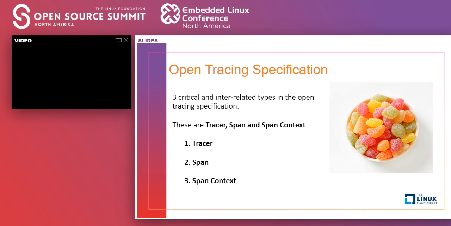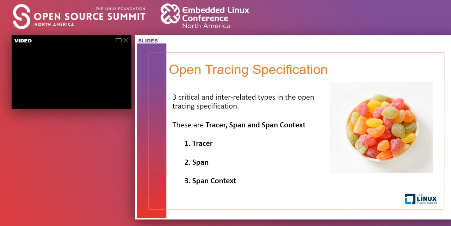OpenTracing lays out some standardized span management: how processes communicate when they are crossing different states, how active span management is done, and how inter- and intra-process propagation is handled. These are some of the guidelines, some of the specification laid out by the OpenTracing specification.